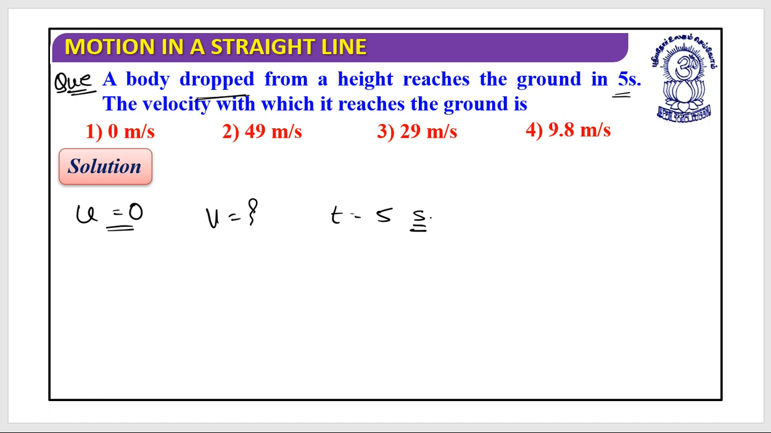It's v is equal to u plus gt. This u would be equal to 0. g is 9.8 multiplied by 5 seconds. So this 9.8 into 5 is 49 meters per second. That's it. Yes, it's the question of 2 seconds. Yes. What was your answer? Did you do the same thing?